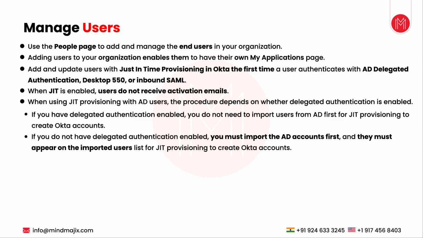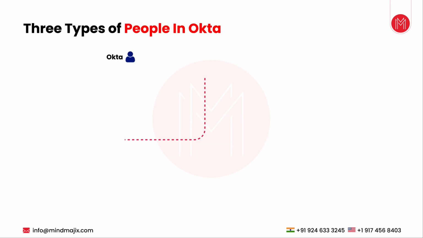If your delegation is there, then Okta is going to go to Active Directory saying you only authenticate the user. But if you don't have delegated authentication, you need to import the AD accounts first, and they must appear in Okta's imported users, and only then will JIT occur to create the account of that user in Okta. So this second option basically doesn't serve a purpose, because if we are importing users to Okta, then what's the point? That import was supposed to happen at 12 p.m. So if we are doing it now, that doesn't make much sense. It's better to go ahead with delegated authentication, and that's where JIT is really strong.